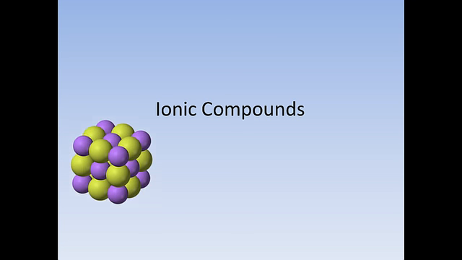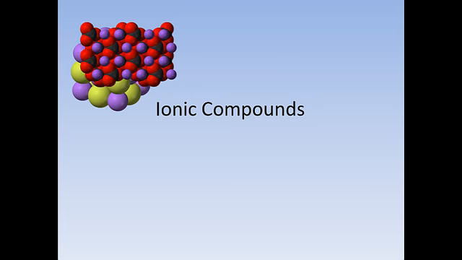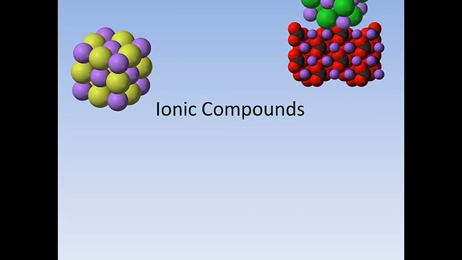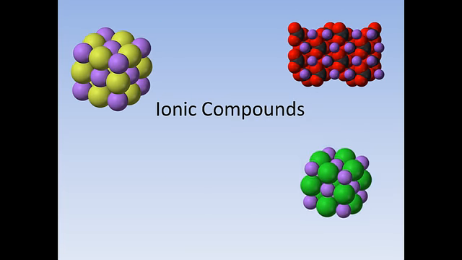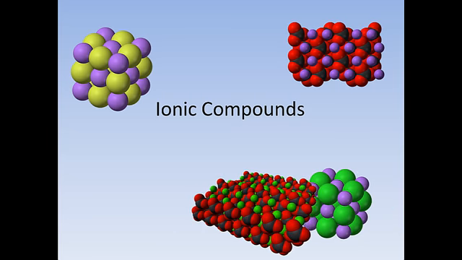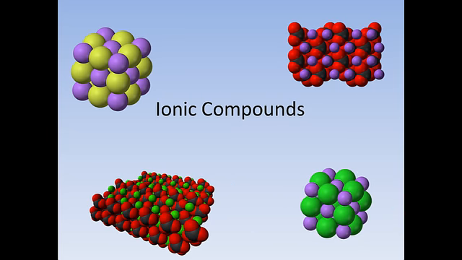In the last video, you reviewed information about valence electrons. In this video, you will learn how these valence electrons are exchanged in order for ionic bonds to form.